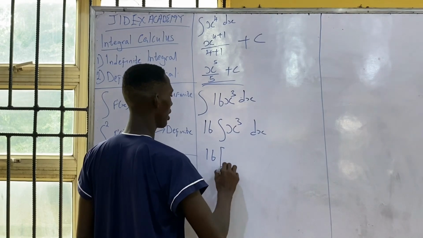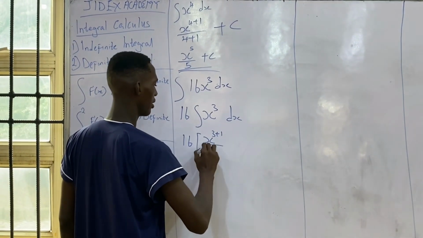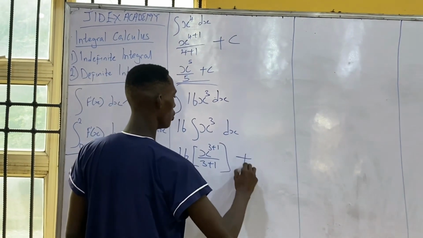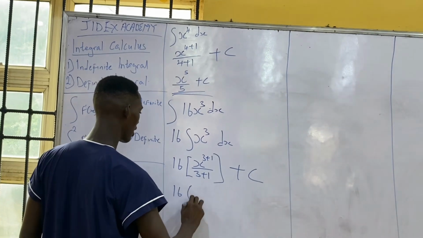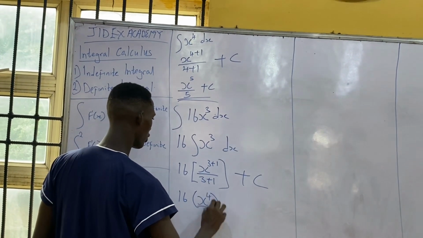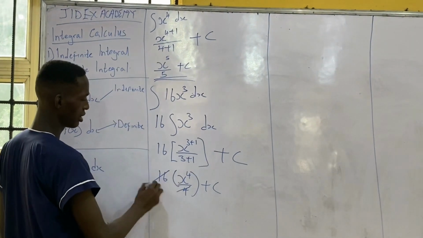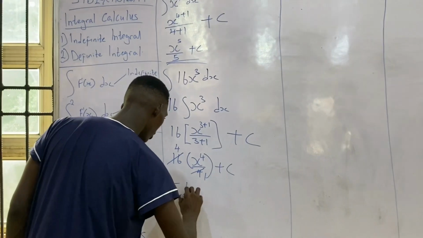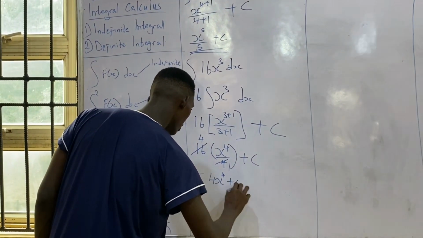So this will be 16. Let's open our brackets. This becomes x to the power of 3 plus 1 over 3 plus 1. Close brackets. Then we add our c. Now, this will be 16 in brackets, x to the power of 4 over 4, close bracket, plus c. This can cancel this: 4 here 1, 4 here 4. So our answer is 4x to the power of 4 plus c.